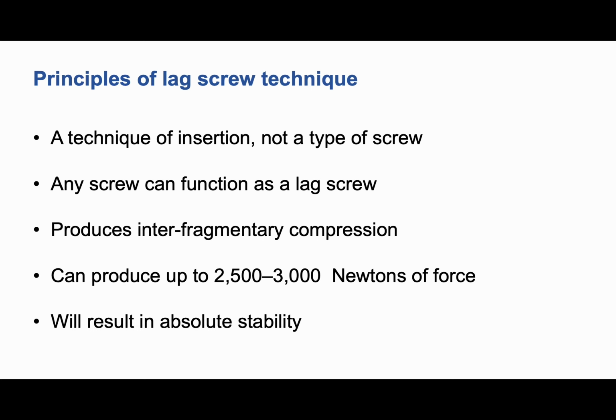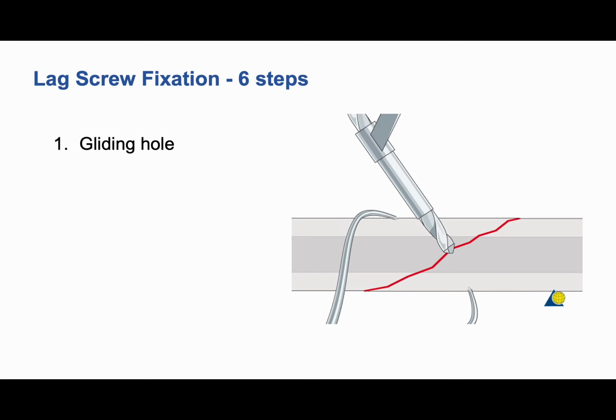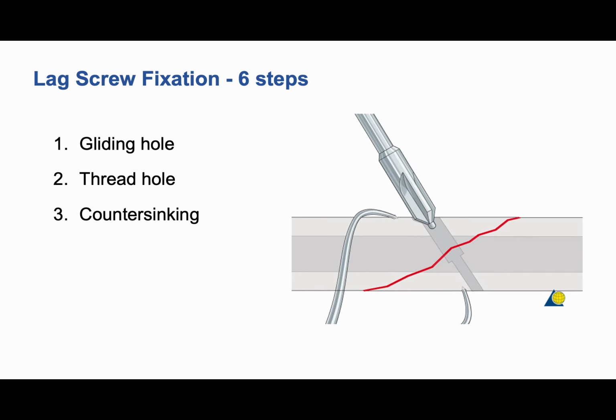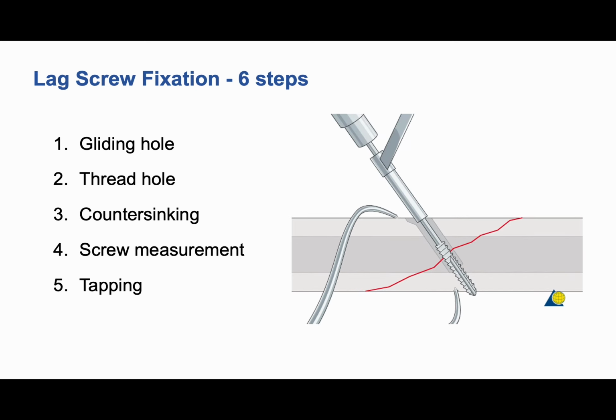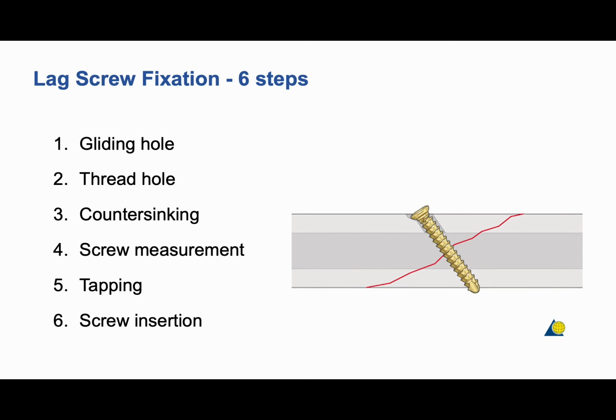The lag screw principle is one of the most important concepts of internal fixation. Any screw except locking screws can function as a lag screw. The application of a lag screw is a technique of how the screw is inserted and not the type of screw itself. A lag screw provides interfragmentary compression up to 3,000 newtons between the two bone ends, resulting in absolute stability. The technique, which should be followed meticulously, includes 6 steps: gliding hole, thread hole, countersink, screw measurement, tapping, and then the screw insertion.